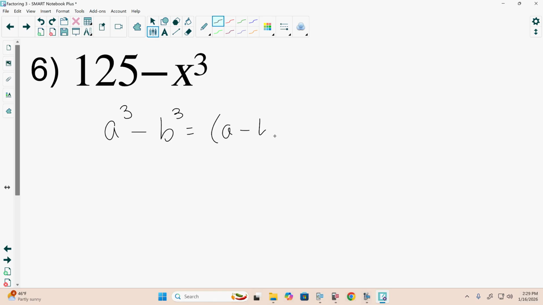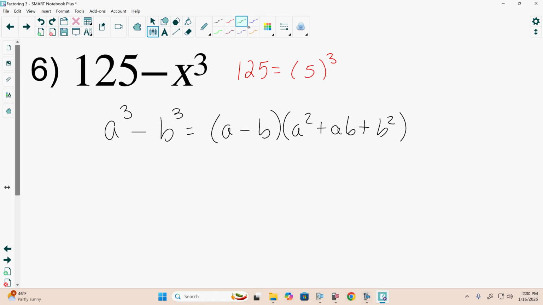Now this one here is a little bit different, but it's still going to follow our difference of two cubes form. It's still going to follow the same method. Because the first thing we need to do is figure out what times itself 3 times is 125, which is 5. And we also need to figure out what times itself 3 times is x to the third. X.